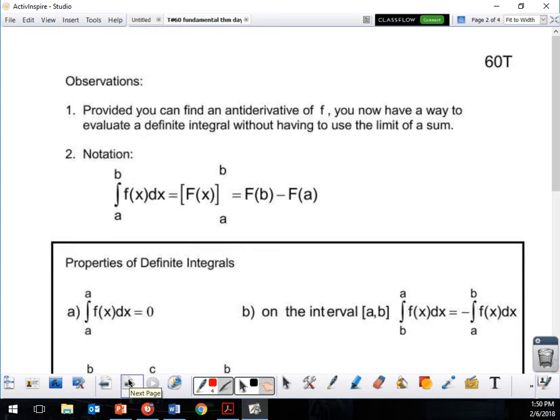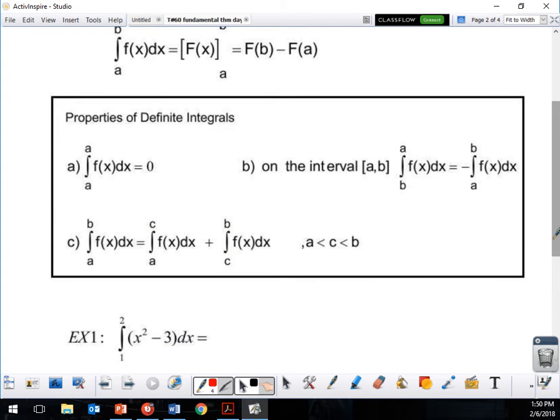Okay, so now for this one right here, can you find an antiderivative of f? Show a way to evaluate the definite integral without using limits of a sum. Now, a couple things. There is a way of doing it. Properties of definite integrals.